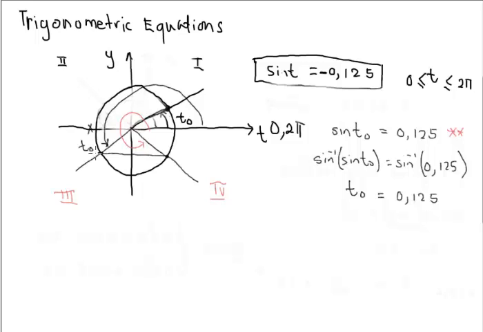Are we there, guys? So now I'm going to say one solution here is going to be t equals pi plus t0. Then I substitute my t0 and find the angle. Are we together?